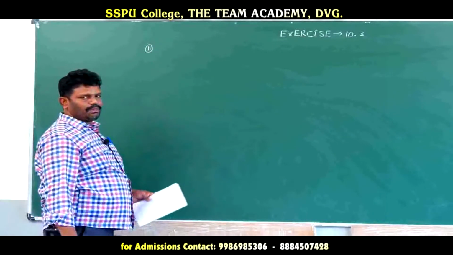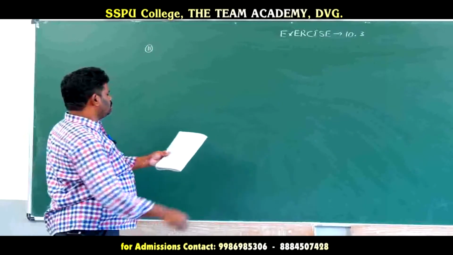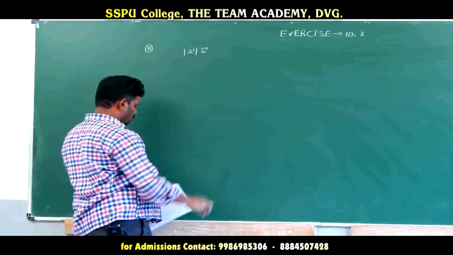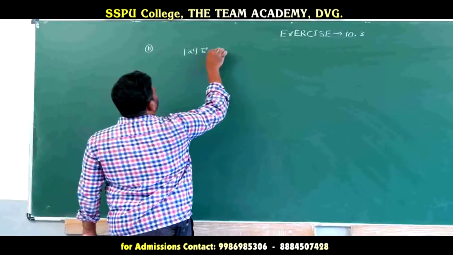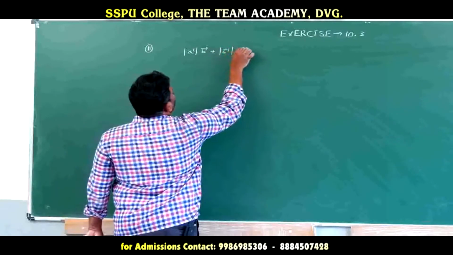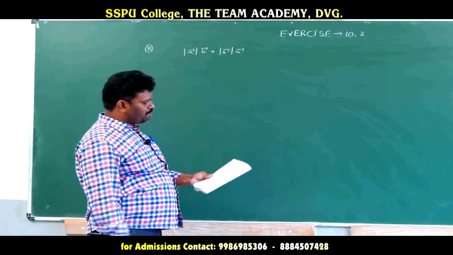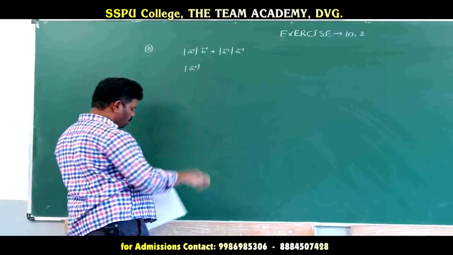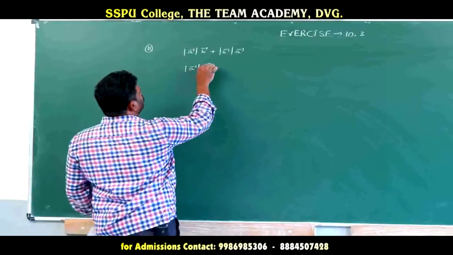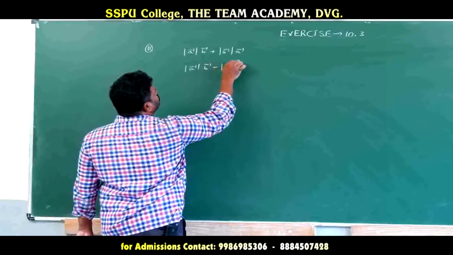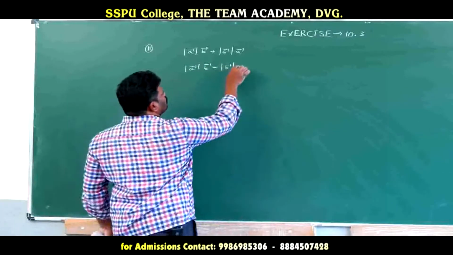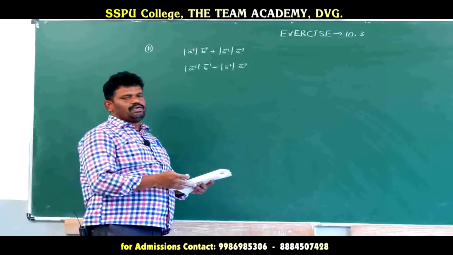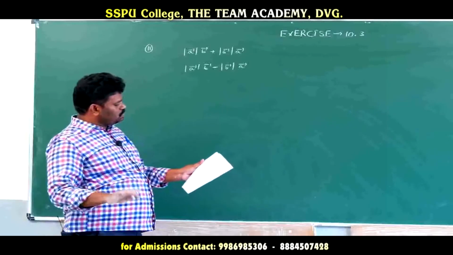Here two vectors are given. The first one is magnitude of A bar into B bar plus magnitude of B bar into A bar. This vector is perpendicular to another vector, magnitude of A bar into B bar minus magnitude of B bar into A bar. For any two non-zero vectors A bar and B bar, show that these two vectors are perpendicular.